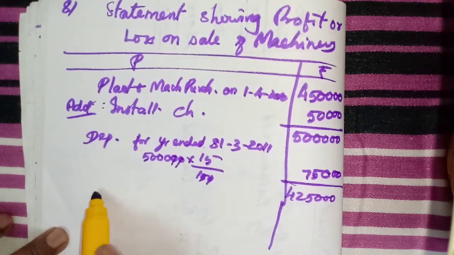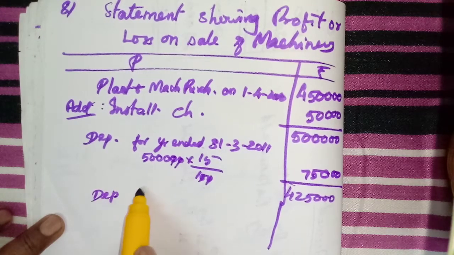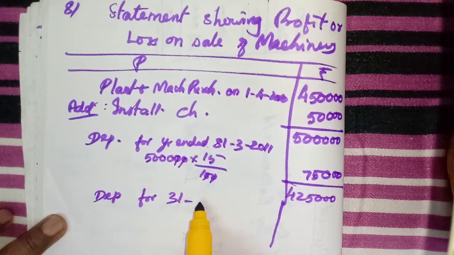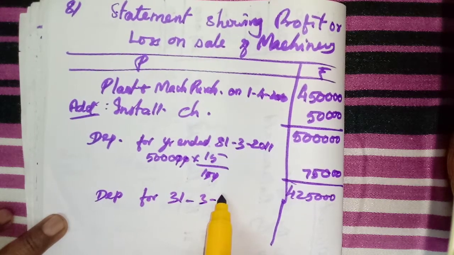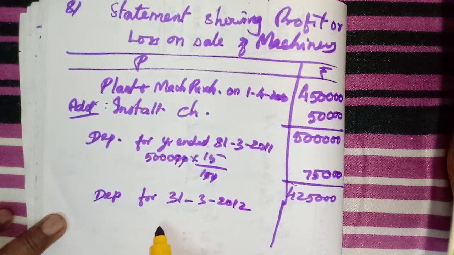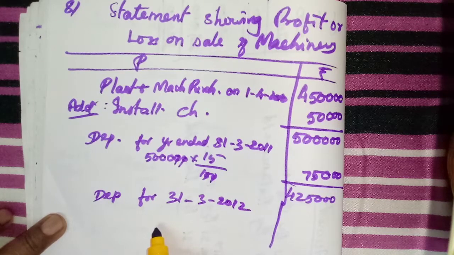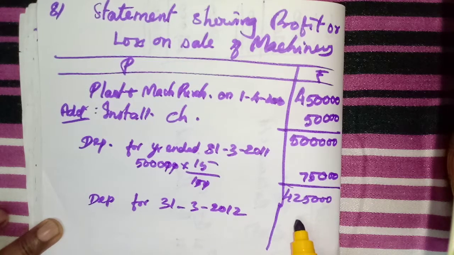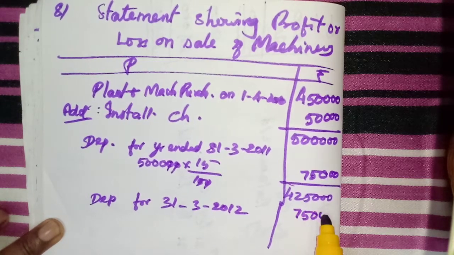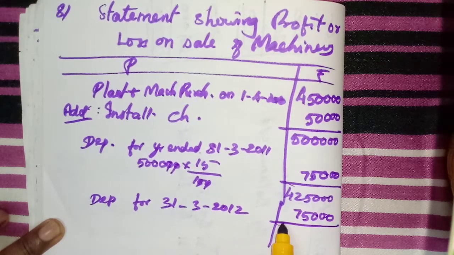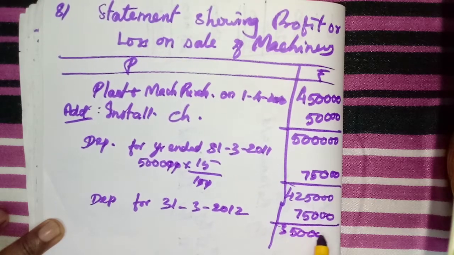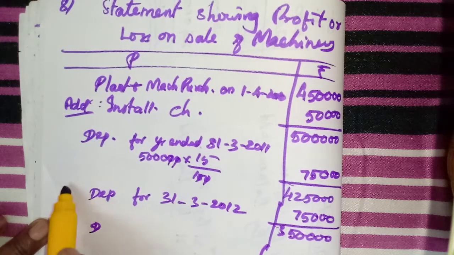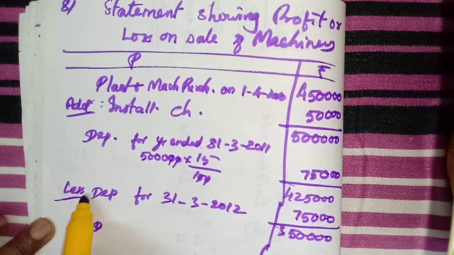So second year, depreciation for 31/3/2012. The same amount, fixed installment, you know. So again 75,000. So how much? 3,50,000. Then less, you have to write.